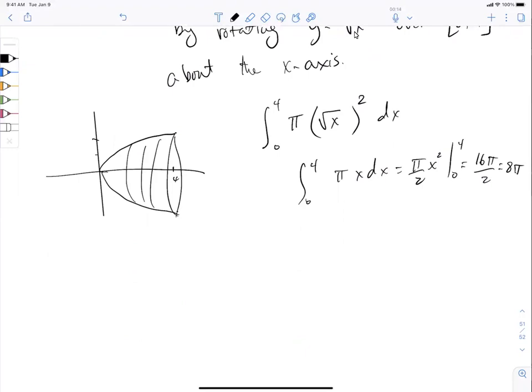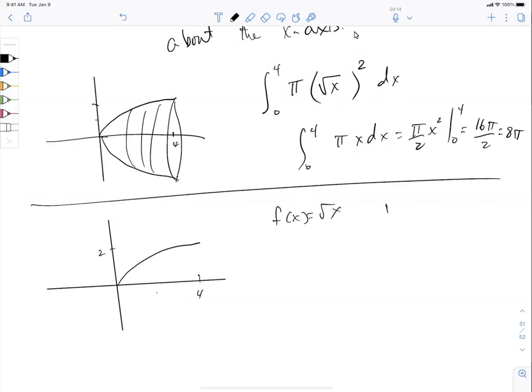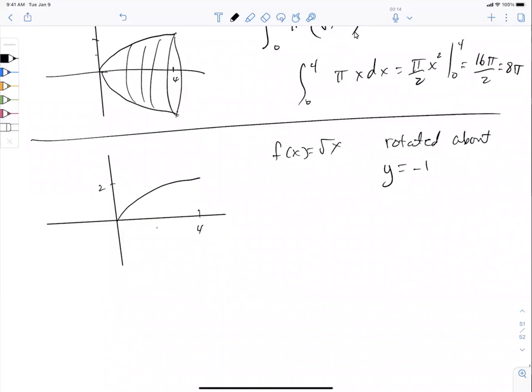Now, if I wanted to do this about a line other than the x-axis, suppose I take the same graph again from 0 to 4, f of x equal to square root of x, and rotate it about the line y equal to -1. Now y equal to -1 is this line. So when you rotate it, you're going to have something that looks like this, a wider object.